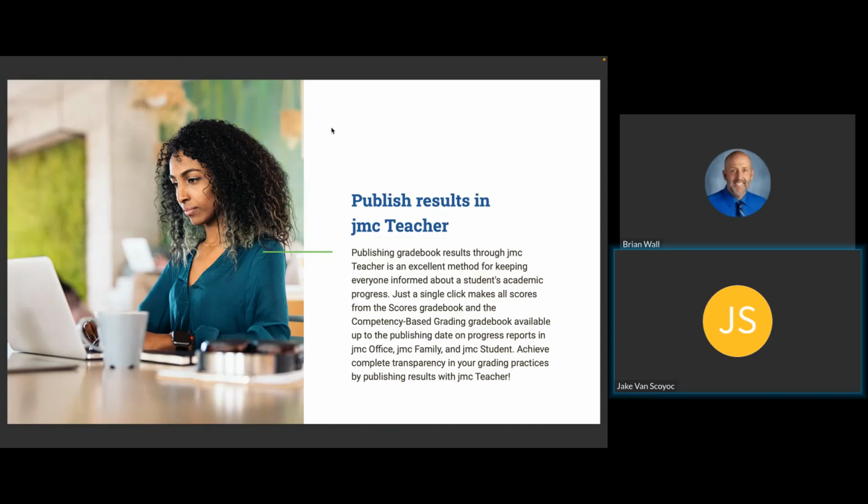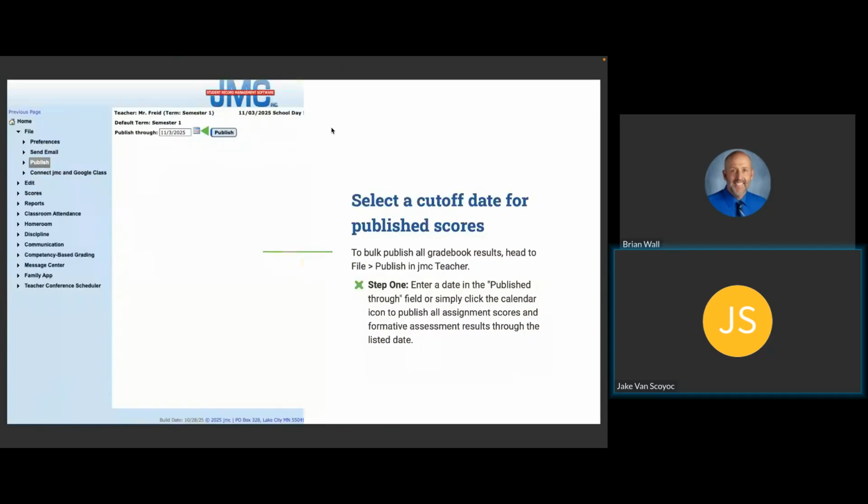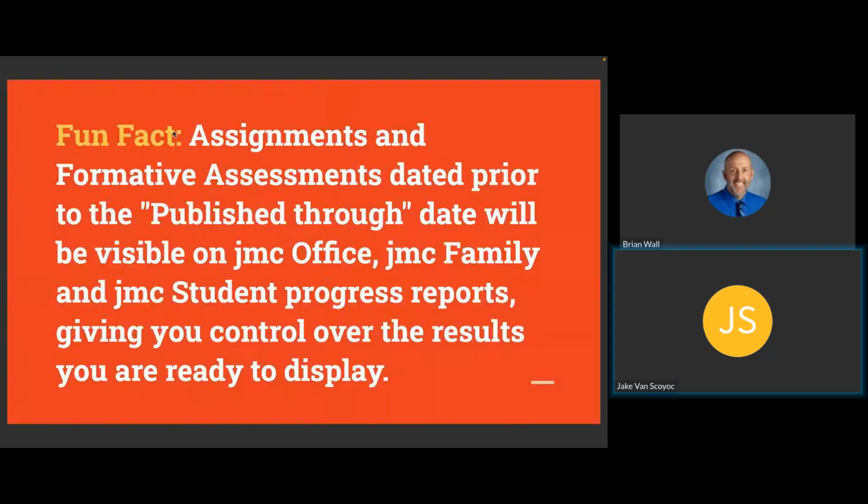Achieve complete transparency in your grading practices by publishing results with JMC Teacher. To bulk publish all gradebook results, head to File, Publish in JMC Teacher. So we're under File, Publish. Step 1, we'll enter a date in the Published Through field, or simply click that calendar icon to publish all assignment scores and formative assessment results through the date that's listed here.